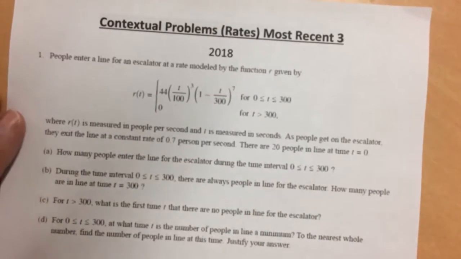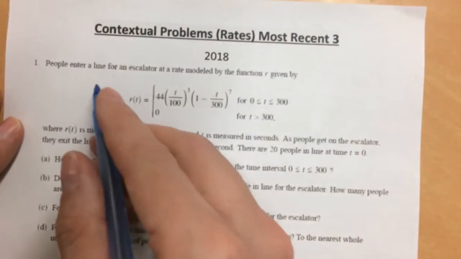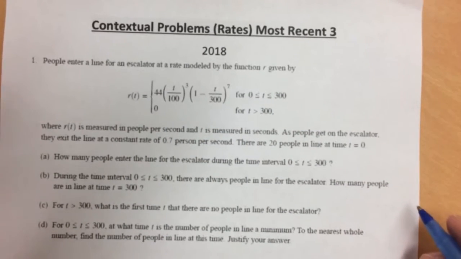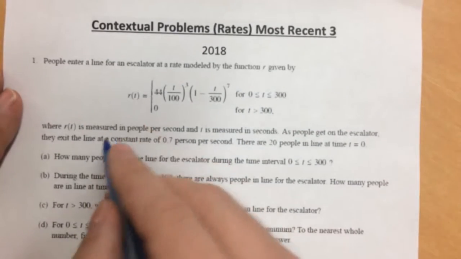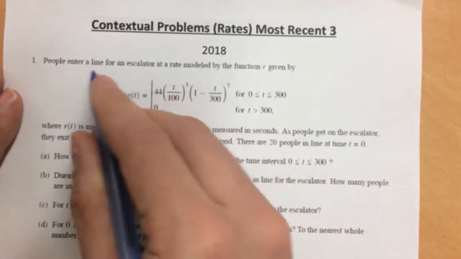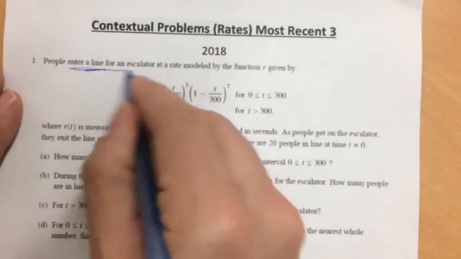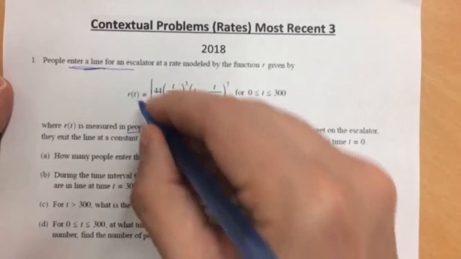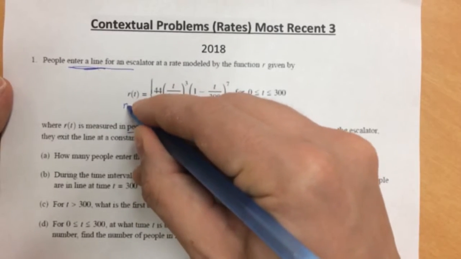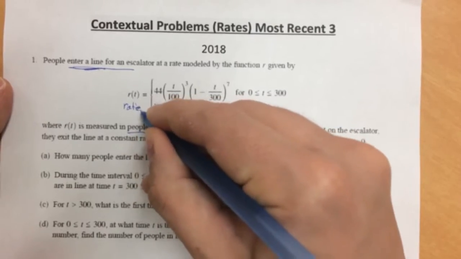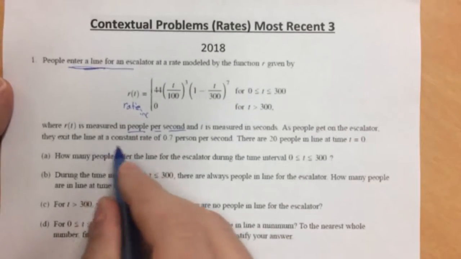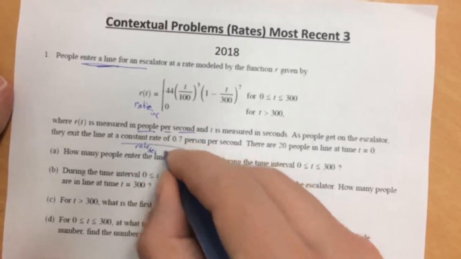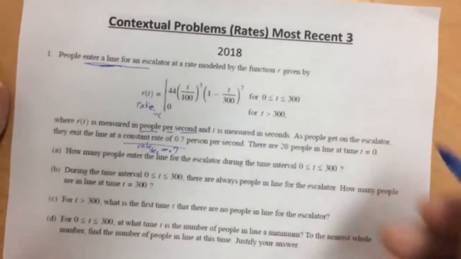In 2018, they gave us, this is about people in line for an escalator. That would be the amount of people in line. And then the rate that people are entering the line is measured in people per second. And this is the rate of increasing. And they give us a second thing, that they're exiting the line at a constant rate. So the rate that it's decreasing is a constant of 0.7.